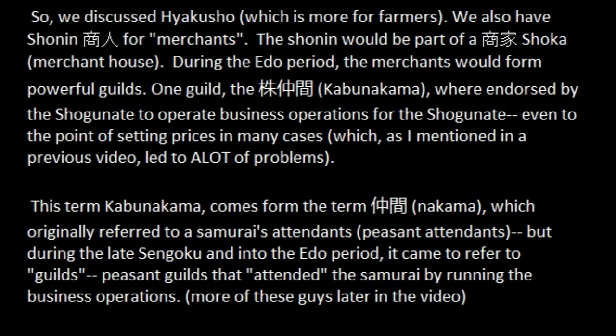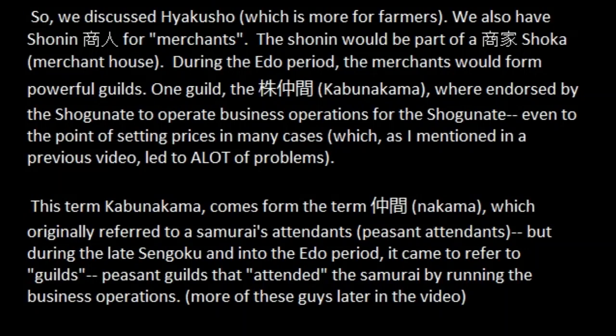Remember, a Shonin is part of a shoka, a merchant house, right? During the Edo period, these merchants would form guilds. You'd have shokas, the houses, but then multiple houses could combine to form a powerful guild. There is one guild called the Kabunakama that was endorsed by the Edo period Tokugawa Shogunate to operate business operations for the shogunate, even to the point of setting prices. I mentioned this in a Kumazawa video, and we'll talk about it a little later in this video.